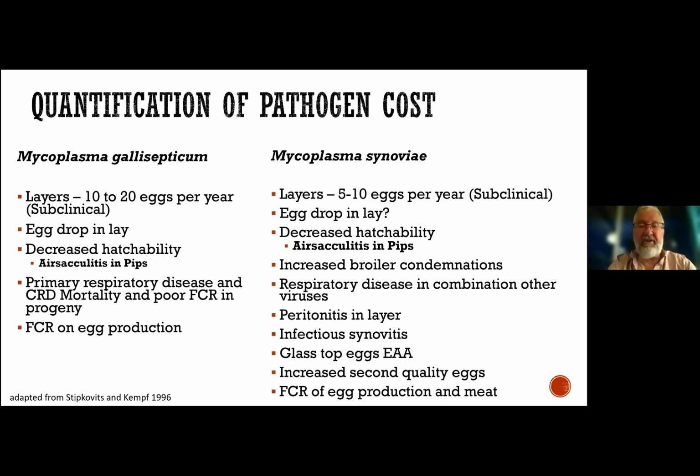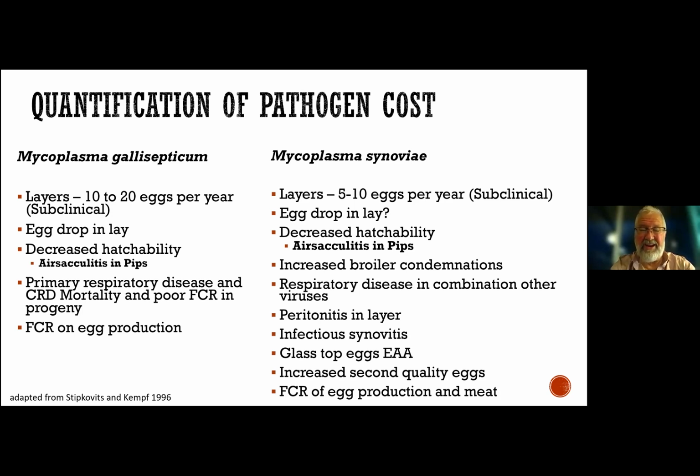So Mycoplasma synoviae, some of the estimates of the costs of it are, say, 5 to 10 eggs per year per hen, but this is often subclinical, and you'll see no clinical signs. In birds, some strains will cause an egg production drop if they get infected during lay. Other ones, we can also see this decrease in hatchability. Again, air sacculitis in pips.